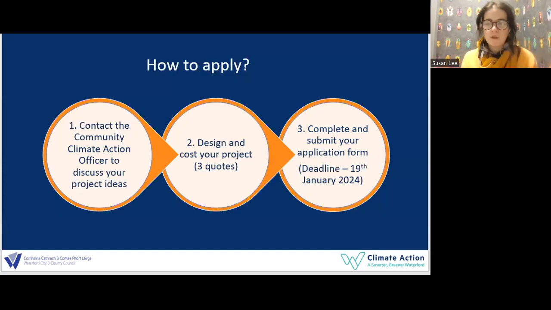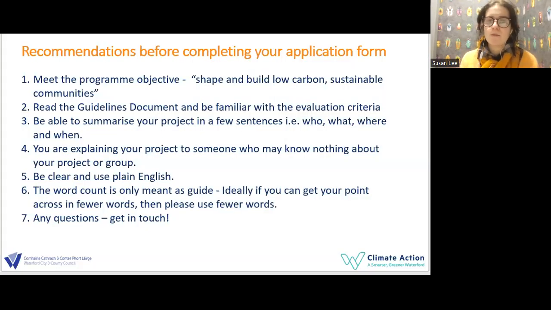Now, if you are interested in applying, the first step is contacting myself. We'll discuss your project. Then you're going to design the finer details of your project, cost your project, get your 3 quotes, and then complete and submit your application form. Before you complete your application form, just make sure you always come back to the objective of the programme: to shape and build low carbon sustainable communities.